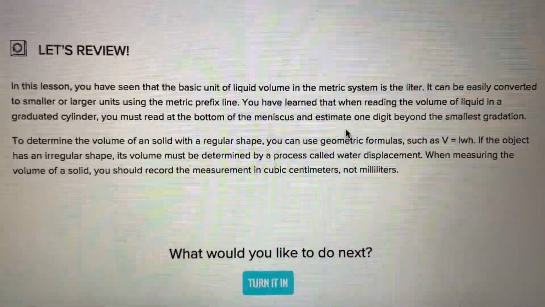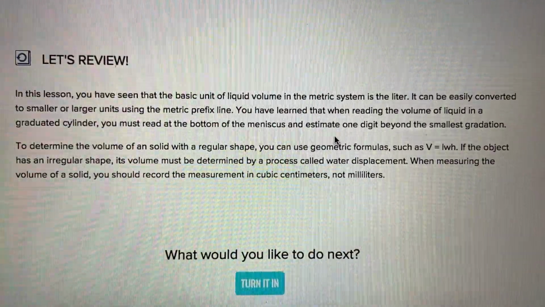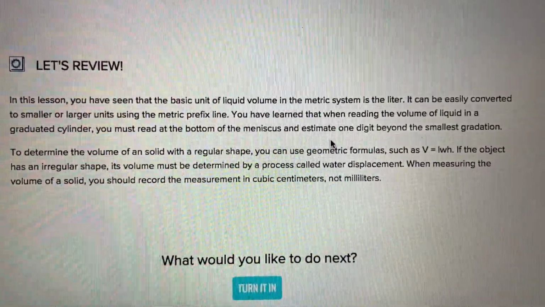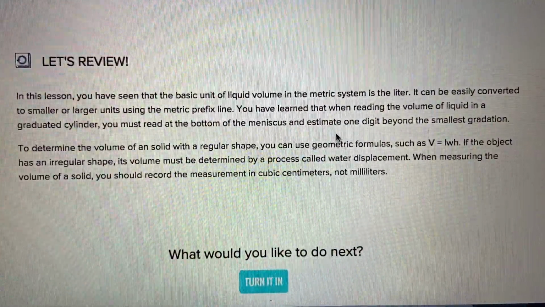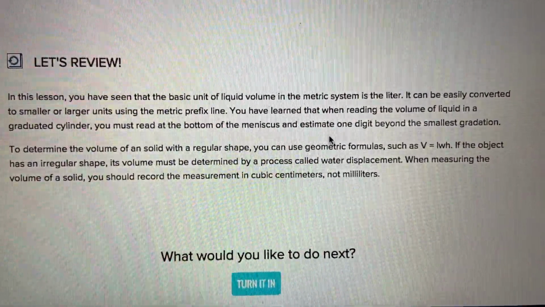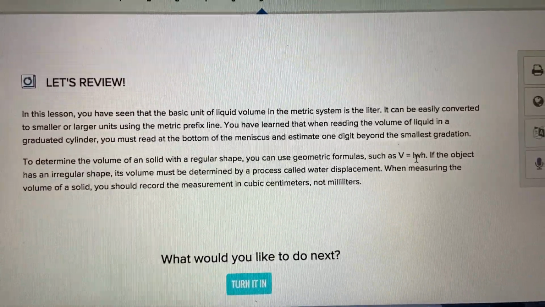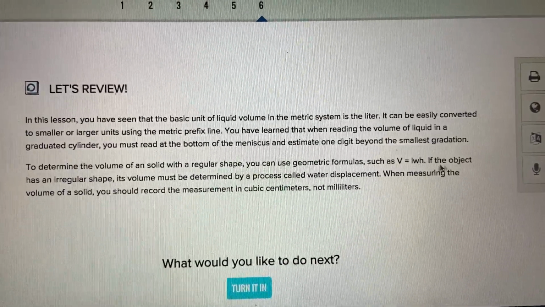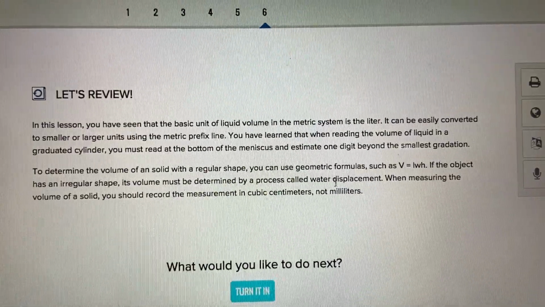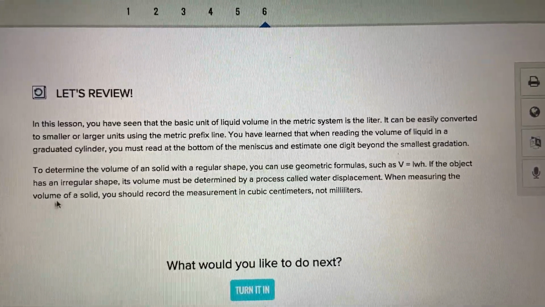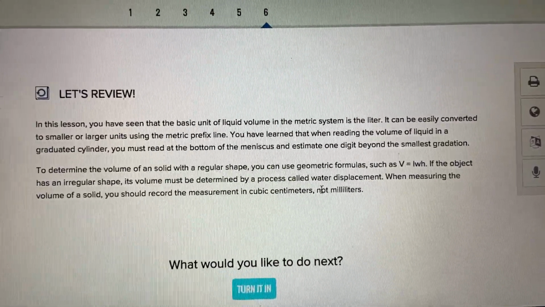You have learned that when reading the volume of liquid in a graduated cylinder, you must read at the bottom of the meniscus, which is the curve of the water, and estimate 1 digit beyond the smallest gradation. To determine the volume of a solid with a regular shape, you can use geometric formulas such as volume equals length times width times height. If the object has an irregular shape, its volume must be determined by a process called water displacement. When measuring the volume of a solid, you should record the measurement in cubic centimeters, not millimeters.